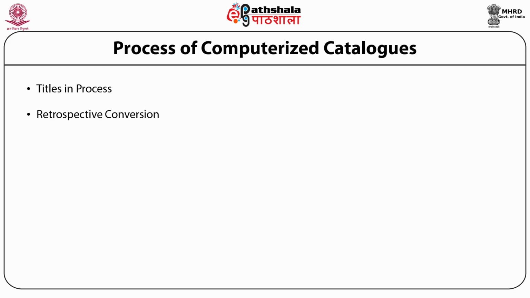Retrospective conversion. There are a number of options for the retrospective conversion, which are mentioned below. First is the manual form. The majority of the libraries are creating bibliographical records in the database through manual keying in by using various data sources such as data input sheets, accession registers, etc.